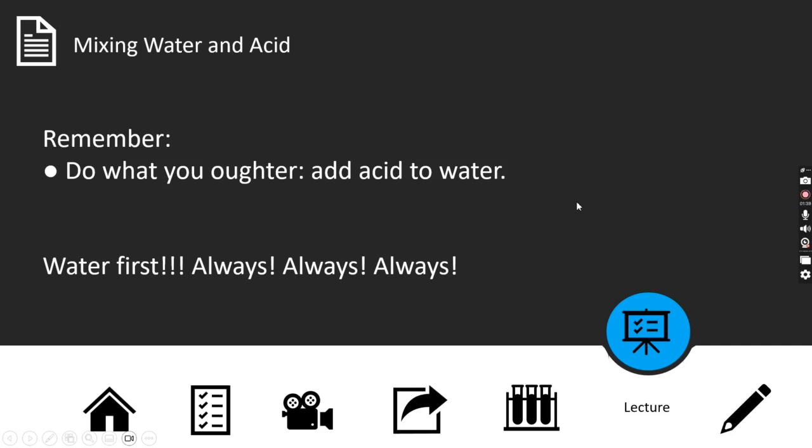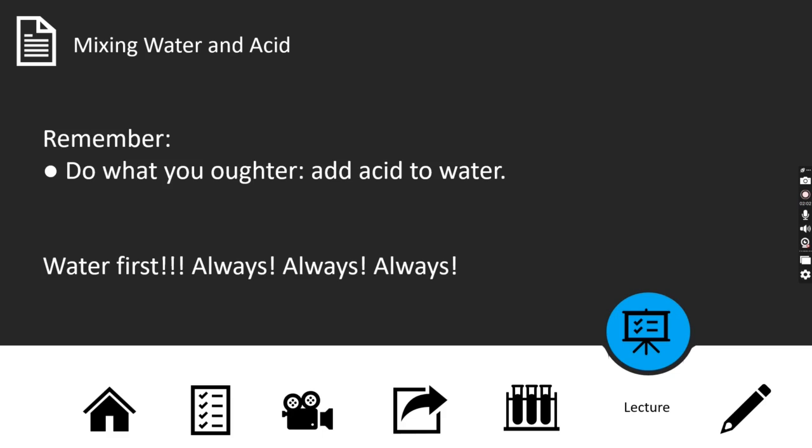Mixing water and acid. The curriculum says to add acid to water, but I find that it's easy to mix it up even though it kind of rhymes. I just remember water first. You want to put water, then acid, and then maybe a little bit more water before you add more acid, because if you do it the other way around, it's going to heat up and it can explode.